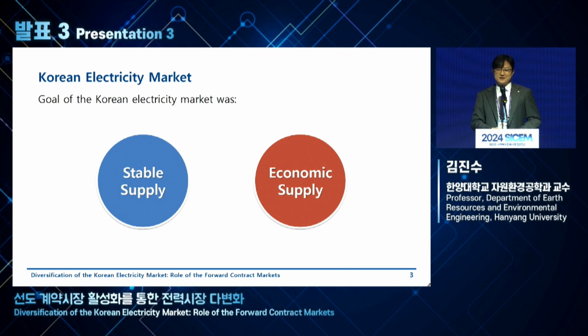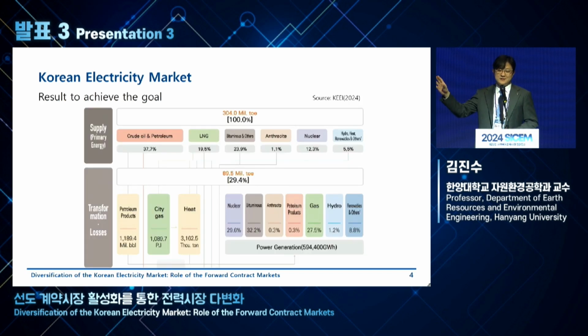In the keynote speech, we've learned about two goals of the Korean electricity market: the first is stable supply, and the second is economic supply. Economic supply is equal to economic efficiency, and that was already mentioned by the keynote speaker. This is the current Korean electricity market structure. We have set the goal of stable and economic supplies, and this is the solution that we have. In Korea, 82% of the electricity comes from fossil fuel. This is KEEI's statistics.